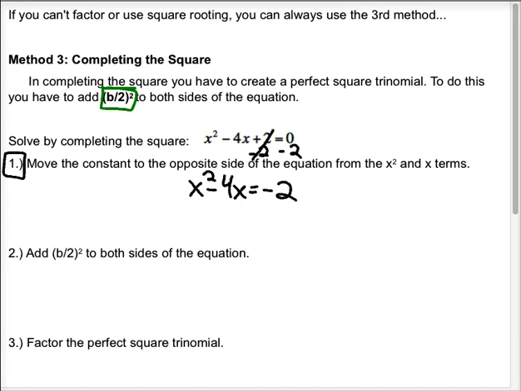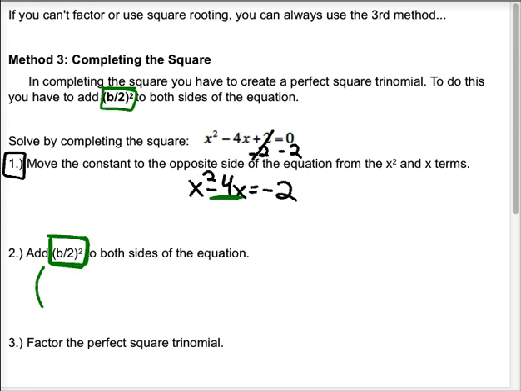Because now I'm going to get that special term. So you know the b term. The b term is the term that's with the x. So in this case, my b is going to be negative 4.